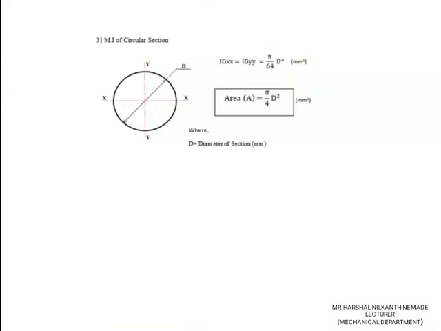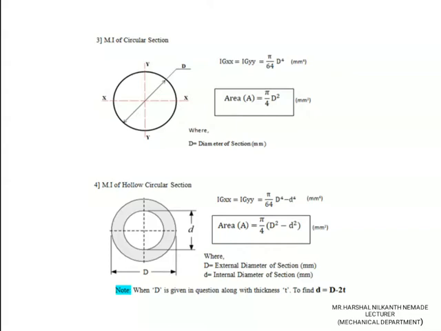Moment of inertia of circular section. Igxx is equal to Igyy is equal to pi by 64 multiplied by d raised to 4, and area of a circle is pi by 4 d square. For inertia, unit is mm raised to 4 and for area, unit is mm square, where d is the diameter of the section in mm. Moment of inertia of hollow circular section.